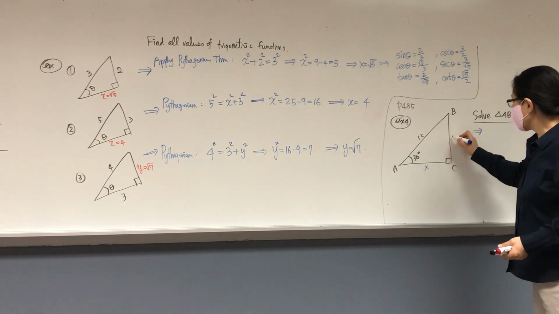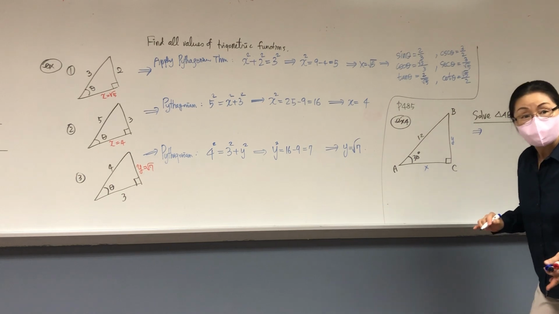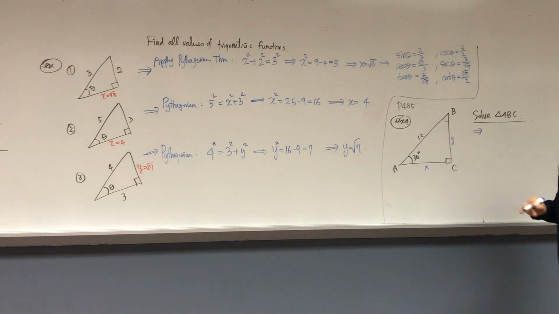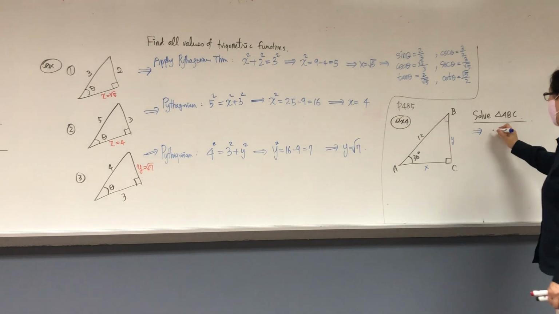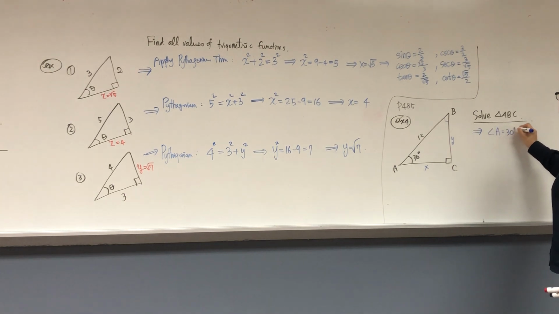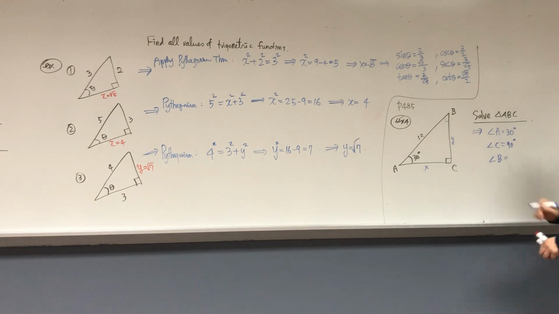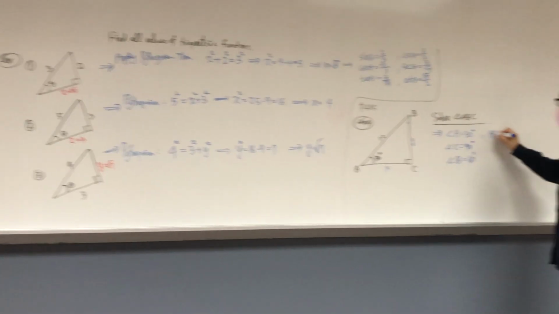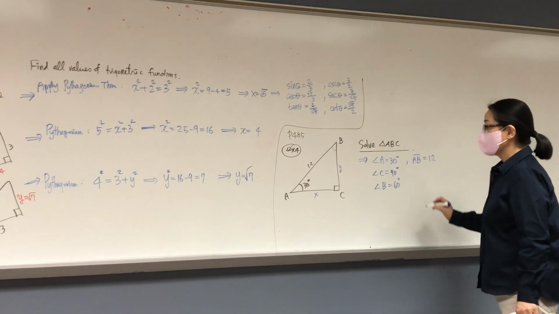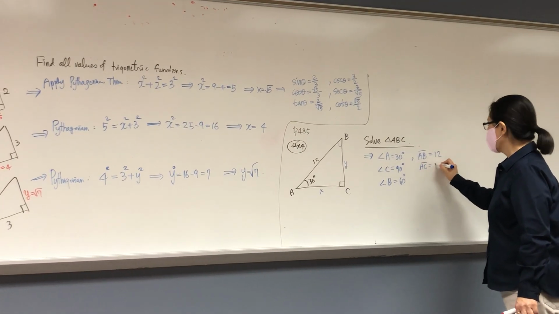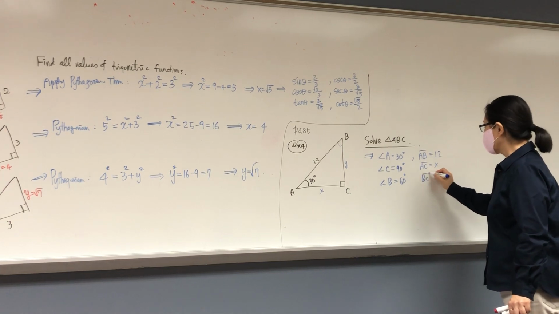Set this as x, this as y. And this angle, B, we have to figure out, right? So, what is angle A? It's already given. Angle C is already given. And then what is angle B? 60. Yes, 60. So we fill up everything, right? Now, AB we know is 12. What is your AC? What is your BC?